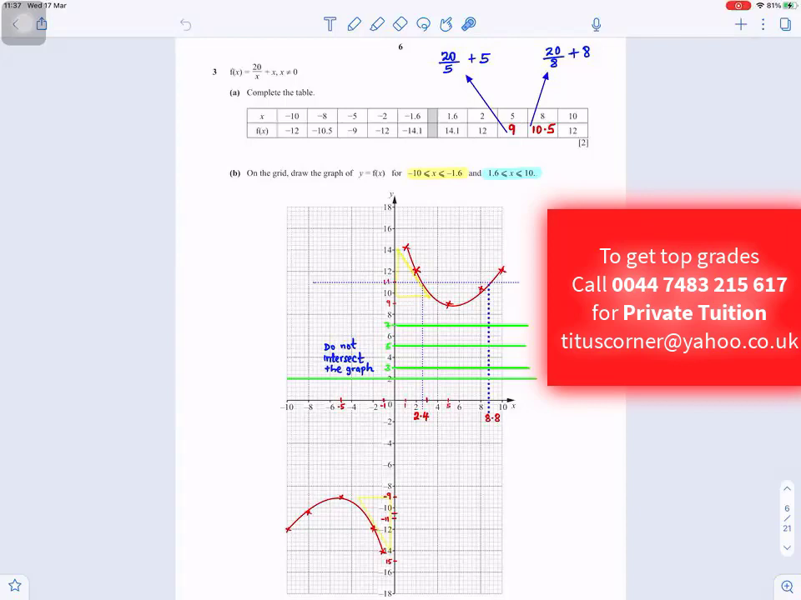And for the next side, you've got 1, 21, 1.6, 14.1 is that point. The next one, 2, 12, 5, 9, 8, 10.5, and 10, 12. After you mark the points, you join them with a smooth curve, and that gives you the graph.